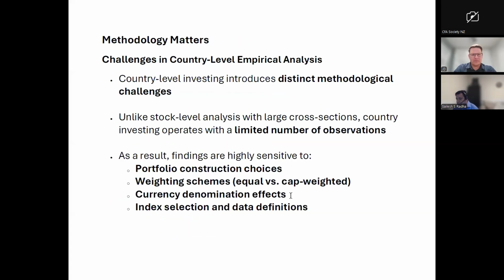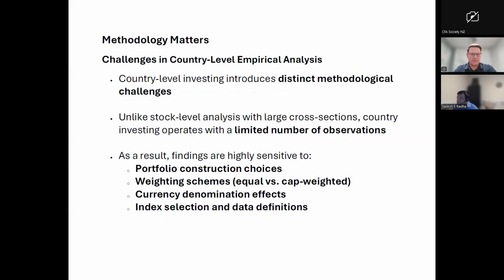In country selection, based on our research, we have realized that country-level investing also comes with a few challenges. It's very, very sensitive. The results of country selection and allocation are highly sensitive to how portfolios are constructed: market-weighted, inverse-volatility-weighted, equal-weighted.